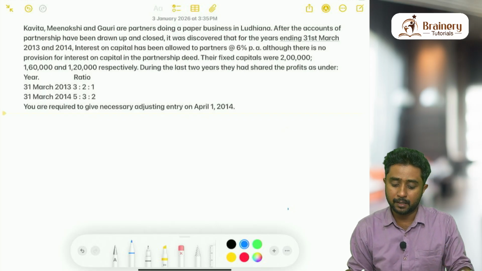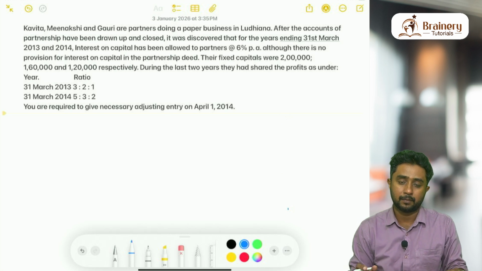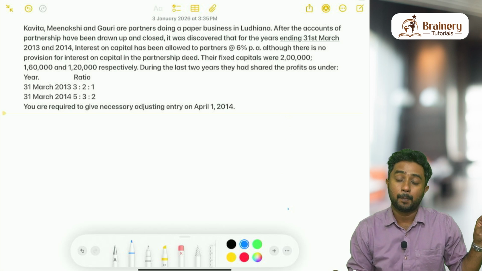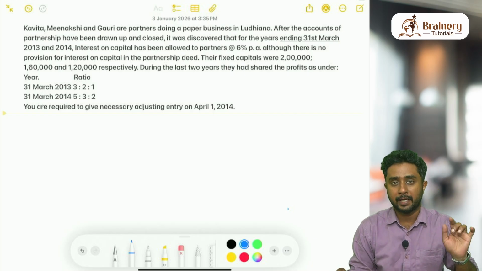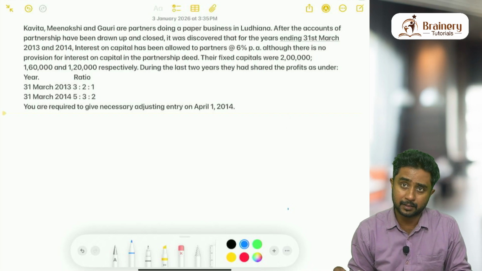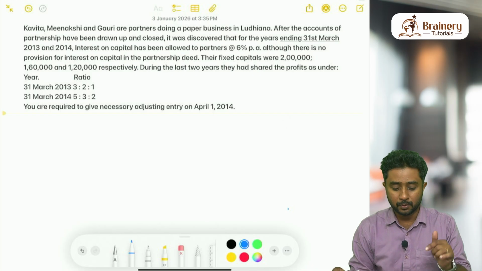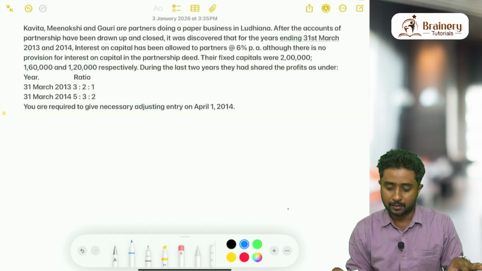You are required to give necessary adjusting entry on April 1, 2014. So the meaning is like this: for the past 2 years they have provided wrong interest on capital, that we have to reverse. Second, because of giving wrong interest on capital in the past years, we have also divided the wrong divisible profit. So that is the question here.